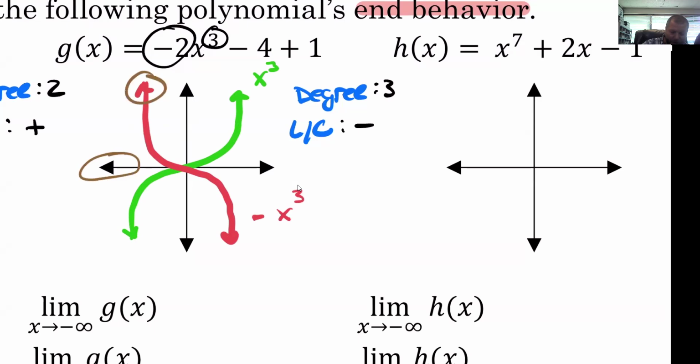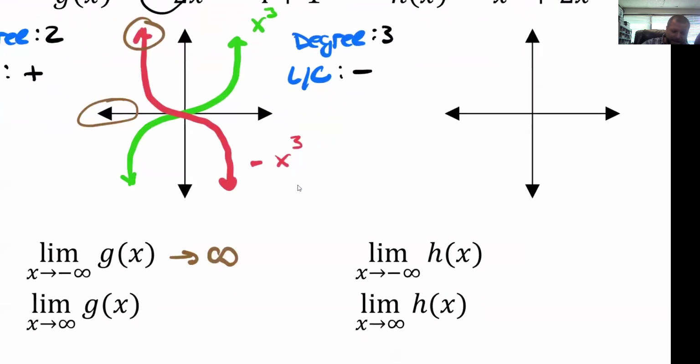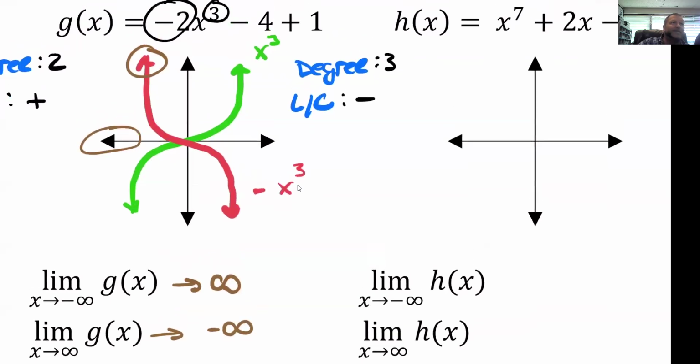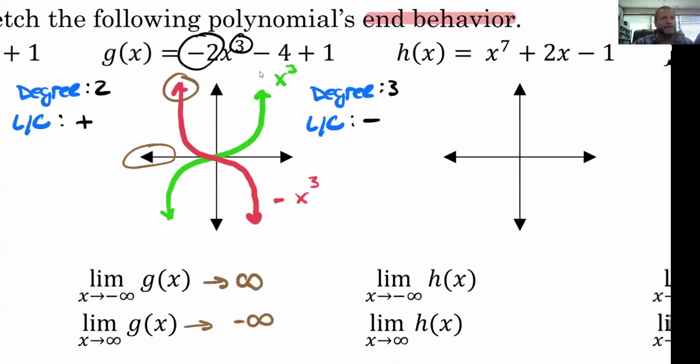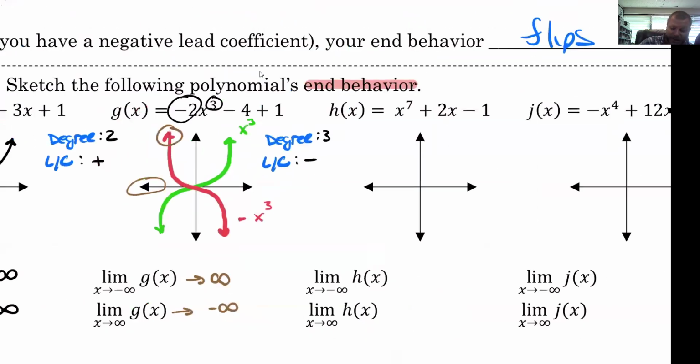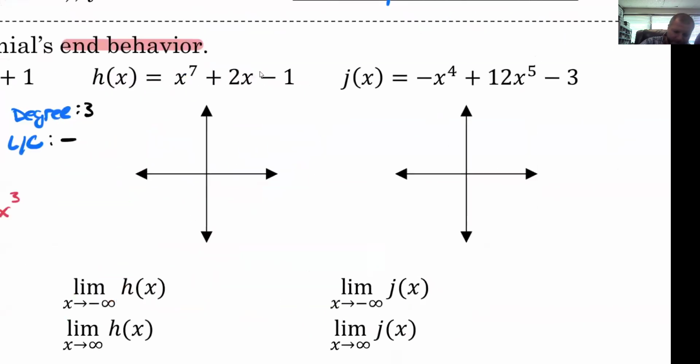All right, so what happens as we go off towards negative infinity? Our function is now shooting off towards infinity. What happens as x approaches positive infinity? Now our function is going off towards negative infinity. Notice what happened: for x cubed, it would be negative infinity to positive infinity. We flip it, so it's infinity to negative infinity. I'll do these next ones quick because they're pretty much the same.